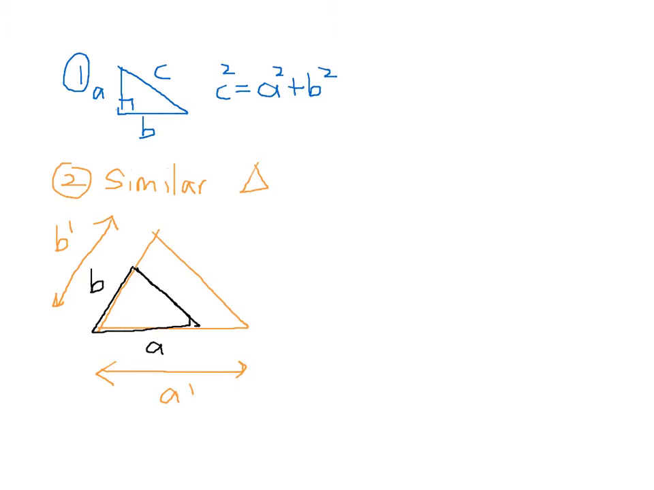Now let us first review some very useful theorems on property. The Pythagoras theorem is very useful in solving related rates problems. The similar triangle property is very useful too, where suppose there's a smaller triangle with sides A and B, and a larger triangle, and they are similar. So the ratio of B over B prime is the same as A over A prime. This is a very useful property indeed.